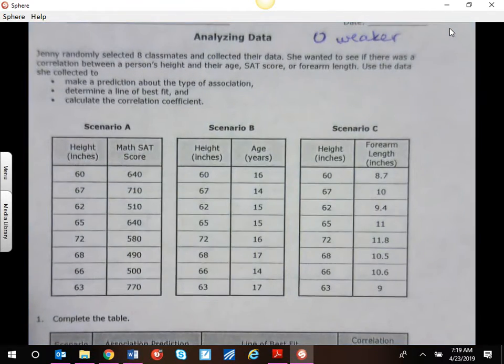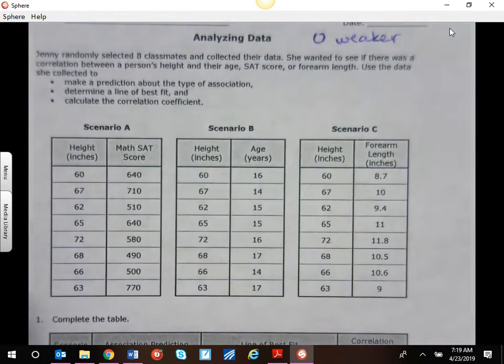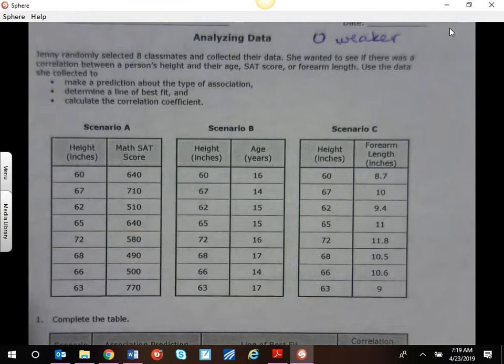So in order to do this, we're going to look at these three different examples. It says make a prediction about the type of association. We're going to determine the line of best fit and the correlation coefficient. And in order to do that, we are going to need our calculator and we are going to need to use lists and spreadsheets. But first, let's look at this.